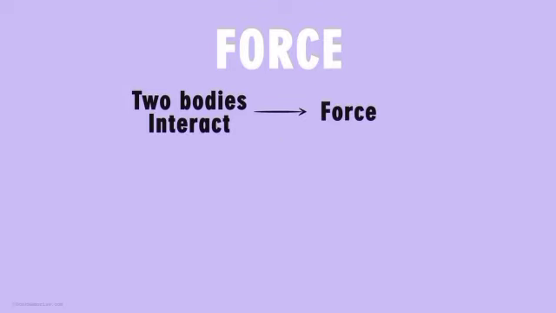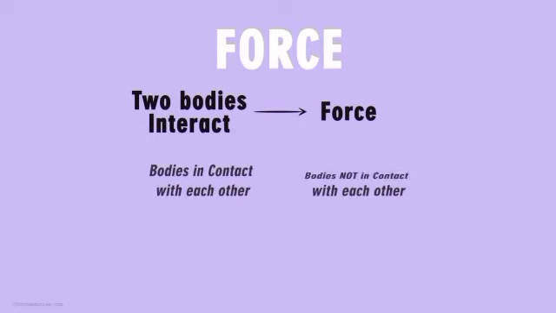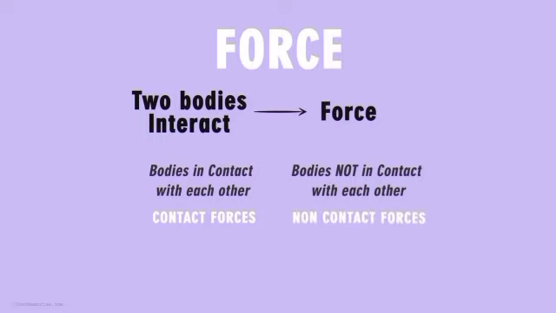Interaction between bodies can be basically of two types. One in which bodies are in contact with each other, the other in which bodies are not in contact with each other. The forces that result when the bodies are in contact with each other are called contact forces, and the forces that result between the bodies when the bodies are not in contact are called non-contact forces.